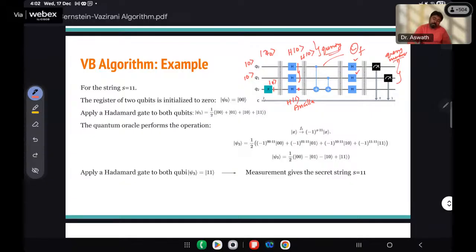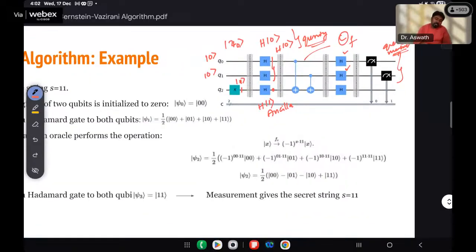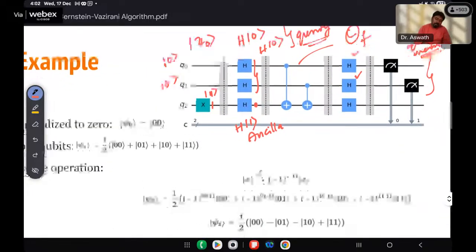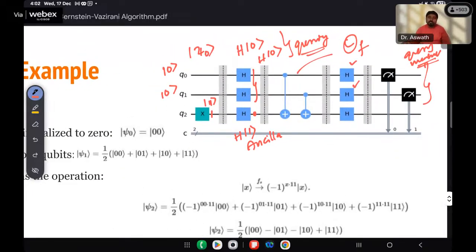Just to give some thought to this circuit, we'll take a 5 minute break, and after we come back we'll see step by step what is happening in the circuit. You can just stare at this circuit. I'll magnify it. This is the Bernstein-Vazirani circuit. Take a break of 5 minutes, and we'll come back.